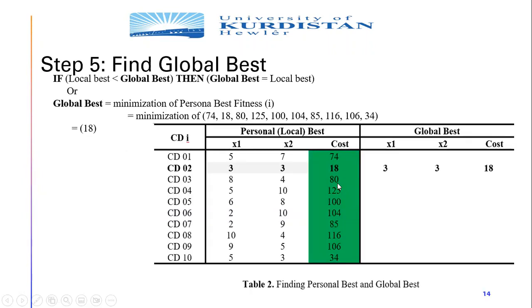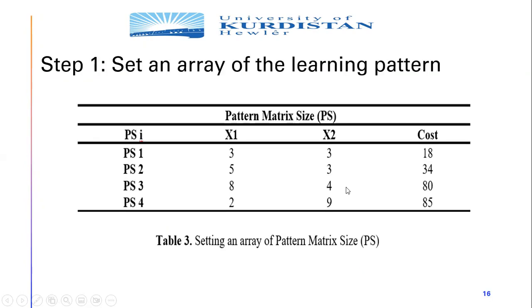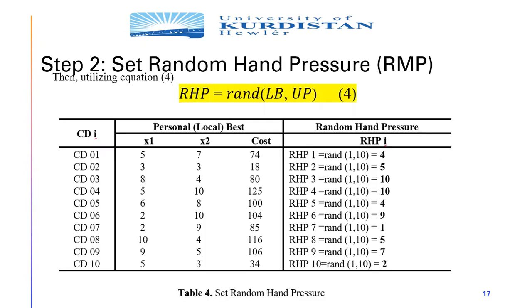18, 80, 85, and 34. So these are the minimum of all these lists. So we managed to create the pattern matrix.